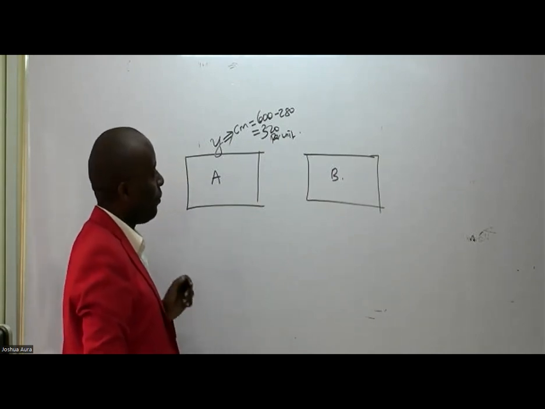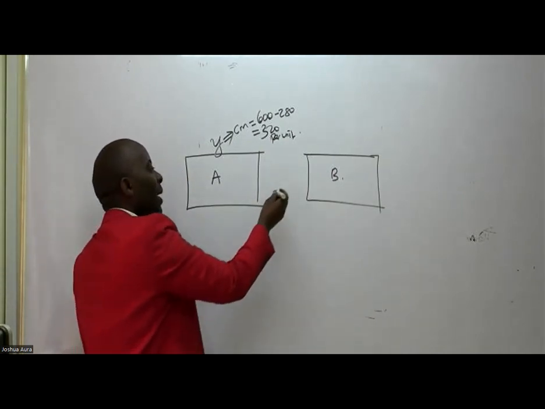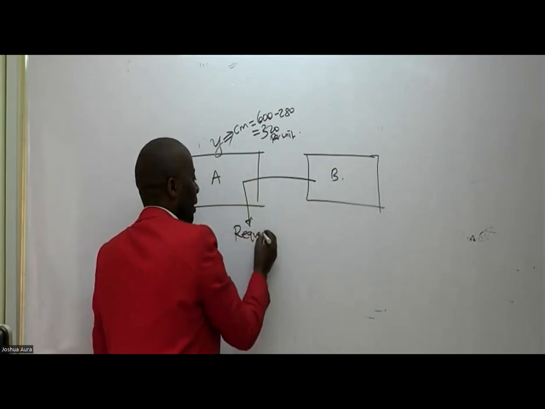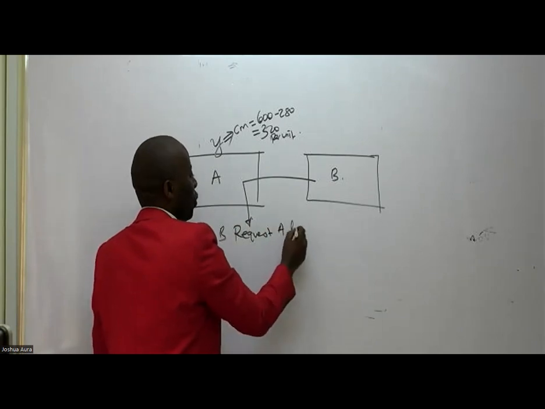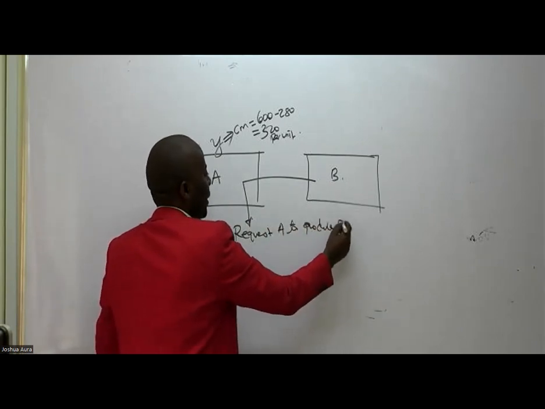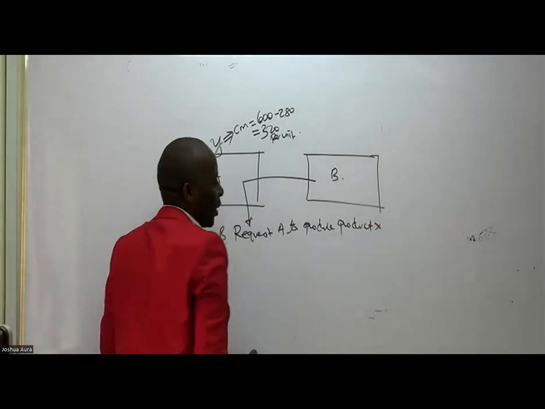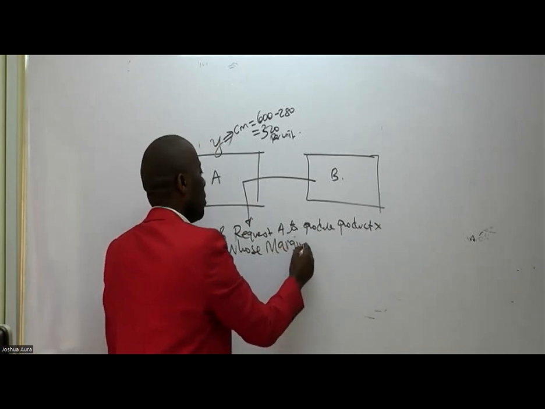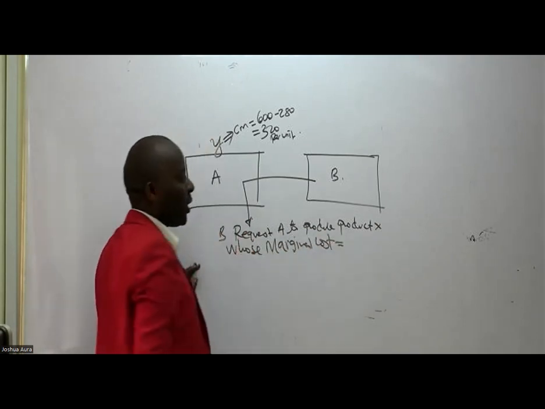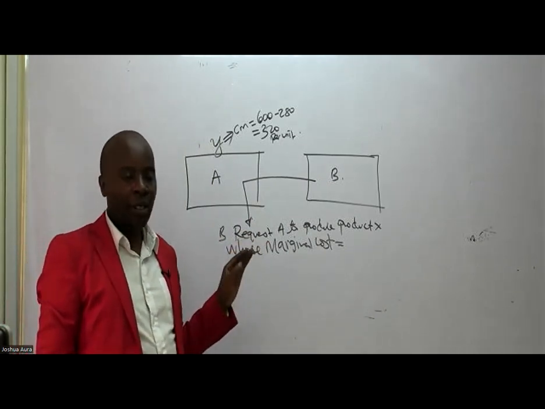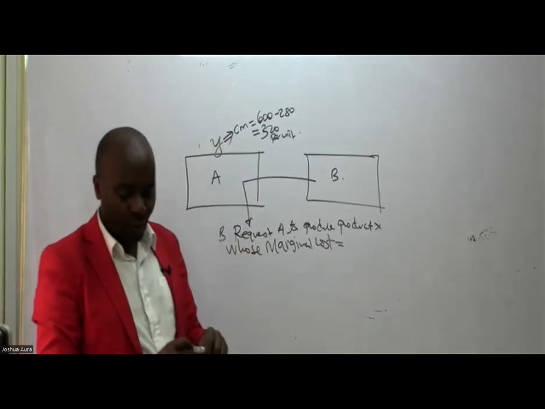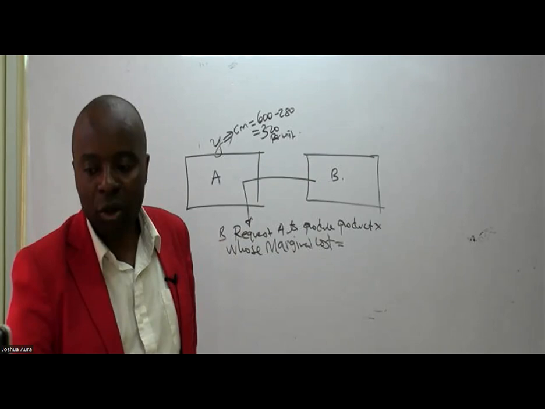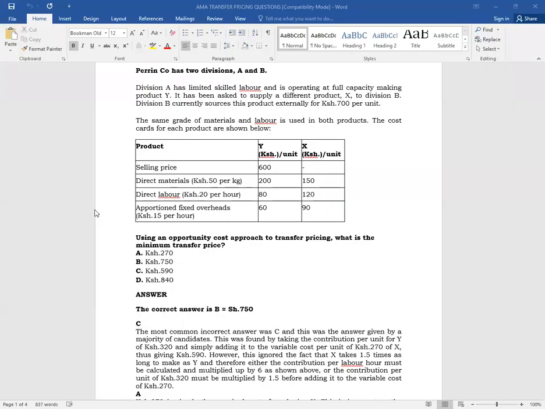Now, listen to me very well. B has made a request. B requests A to produce product X. Whose marginal cost is how much? Because when we are pricing, marginal cost automatically becomes the lowest. As a management accountant, I would want to know how much the marginal cost of X is, that B wants me to produce.